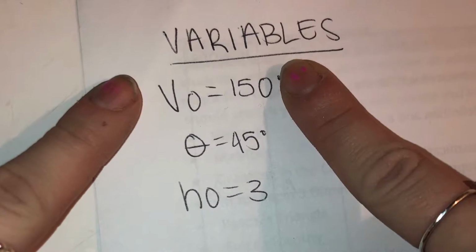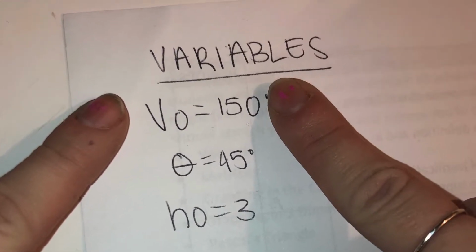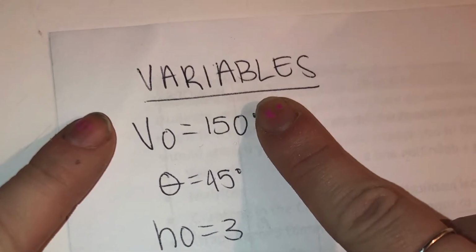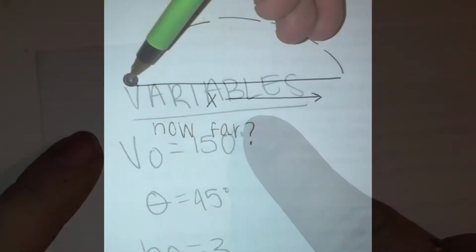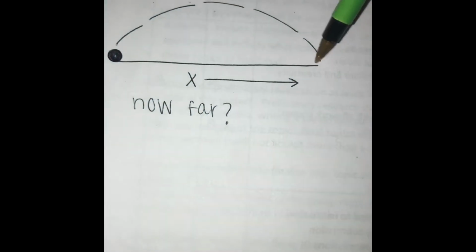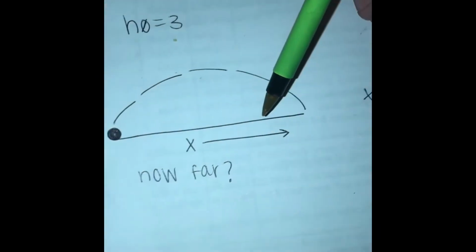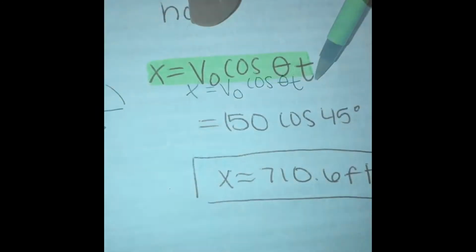First, we have to find the variables. Here's what we know from the problem: V0 being the initial velocity of 150 feet per second, theta equaling 45 degrees, and H0 equaling 3. This is the ball, and this is where the ball ends up. X is the distance that the ball traveled. To find that, we use our formula, which is x equals V0 cosine theta times t.